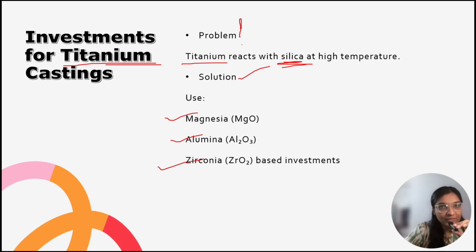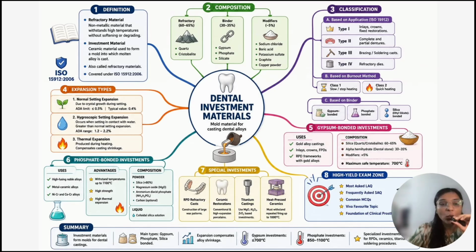investment is used. So, in summary, what we have learned: investment material is the ceramic material used to form a mold into which the molten alloy is cast. It is also called as refractory material. It has three components: refractory, binder, and modifier. Refractory can be quartz or cristobalite. It is around 60 to 65%. Then binder is gypsum bonded, phosphate bonded, or silicate bonded. Then there are modifiers like sodium chloride, boric acid, potassium sulfate, copper powder.